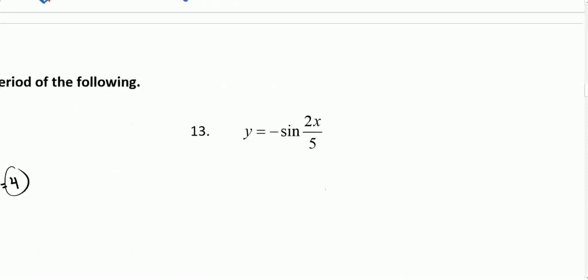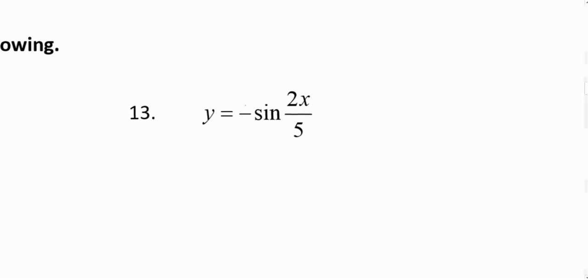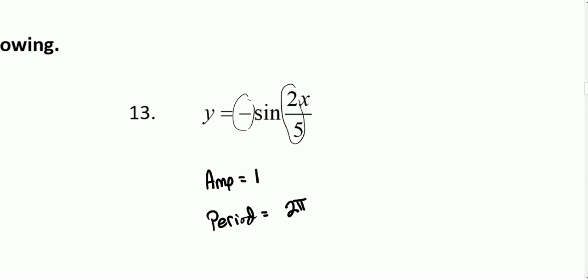Number 13. In front of sine is a negative 1, so the amplitude, always positive, is equal to positive 1. The period of a basic sine function is 2 pi, but here we have the 2/5 here, so we're going to multiply 2 pi by the reciprocal, 5 over 2, and we end up with 10 pi over 2, which is 5 pi for our period.